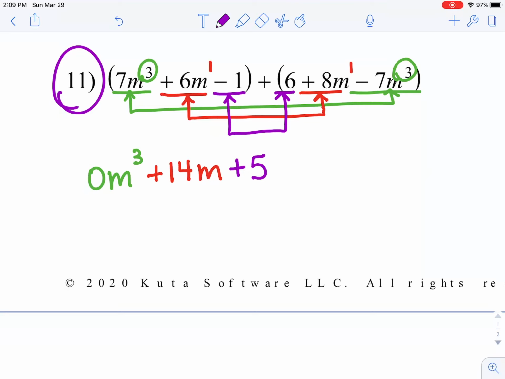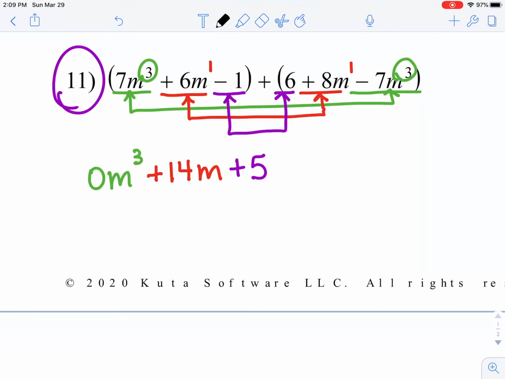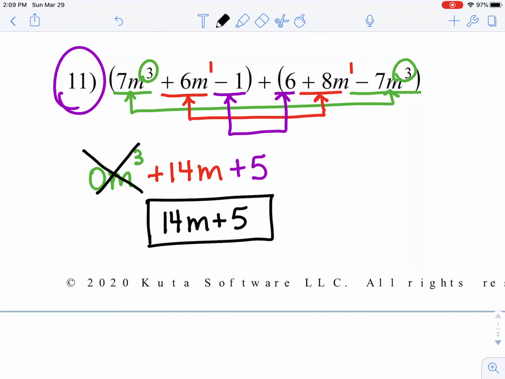Now, I'm almost done here. We need to simplify this a little bit. What we have to notice here is that we have a 0 term, 0m cubed. Whenever you have a 0 coefficient, we're not going to write that term at all. So we're just going to omit that, and we're going to write the rest of it. So our answer is 14m plus 5. And that's our answer to number 11.